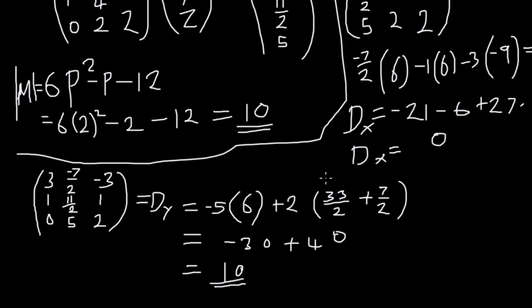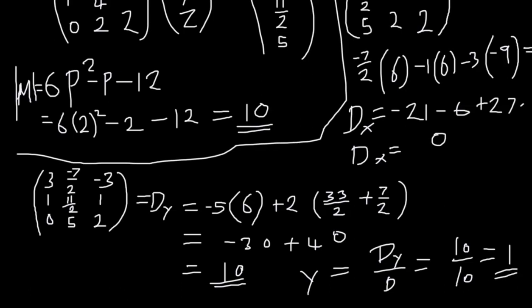So from there, we move on to finding y now. y is found by dividing dy over the general determinant. So our dy there is 10, divided by 10. 10 divided by 10, you get your answer to be 1. So our y is equal to 1.